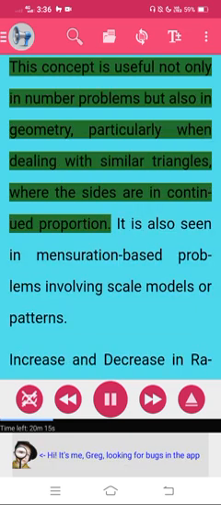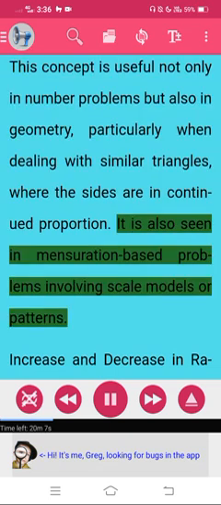This concept is useful not only in number problems but also in geometry, particularly when dealing with similar triangles where the sides are in continued proportion. It is also seen in mensuration-based problems involving scale models or patterns.